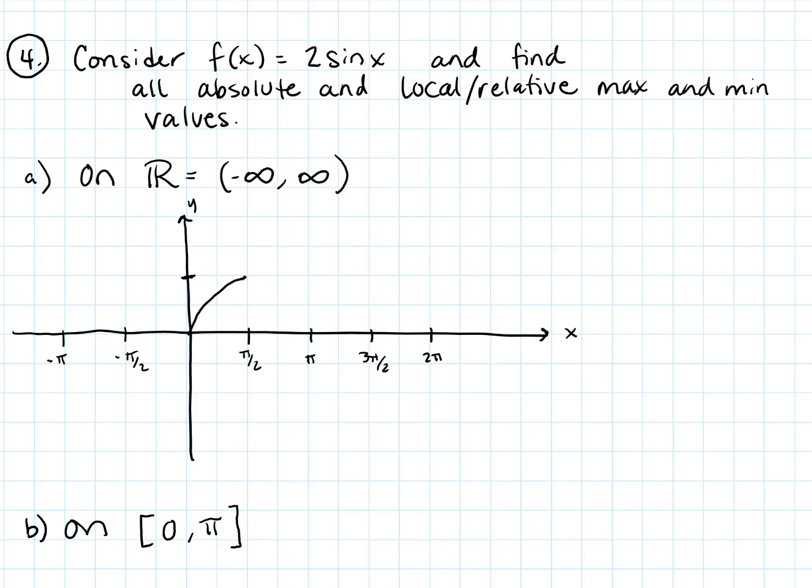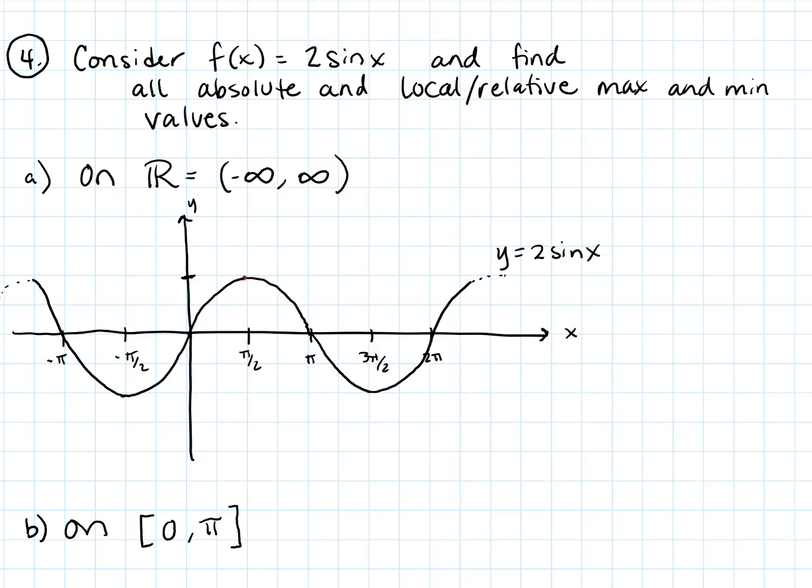Let's get our graph here. We should all be pretty good at graphing trig functions. Okay, so here is y equals 2 sine of x, and obviously this keeps going in both directions. Let's talk about the absolute and the local max and min values on this curve.